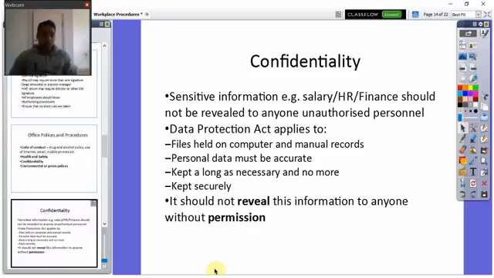The Data Protection Act applies to files held on the computer, and manual records. Personal data must be kept secure and accurate, and kept as long as necessary and no more. These are the provisions of the Data Protection Act in summarised form. So we basically need to keep the information secure and not reveal it. It should not be revealed to anyone without prior permission.